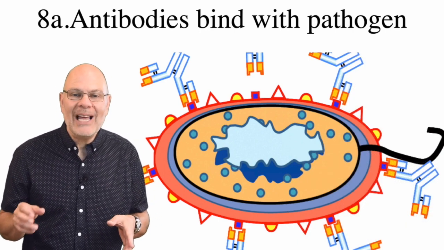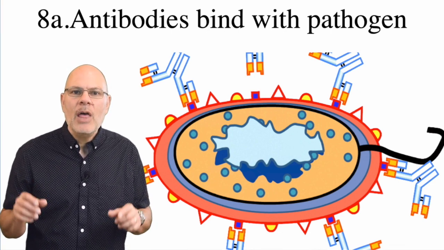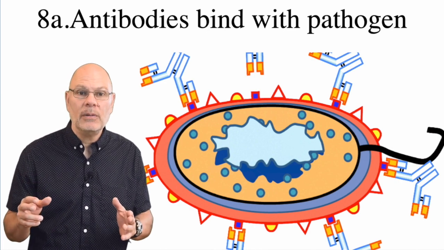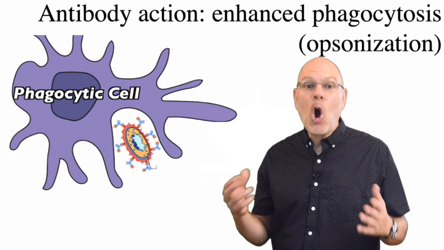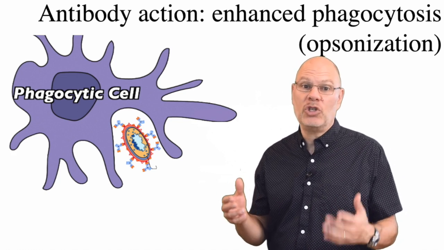Because of clonal selection, antibodies bind with antigen on a pathogen. There are three ways in which antibodies help vanquish a pathogen. The first is called opsonization. A pathogen that's coated with antibodies is easier for a phagocytic cell to swallow and destroy.